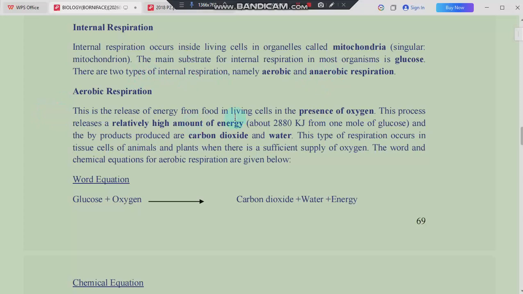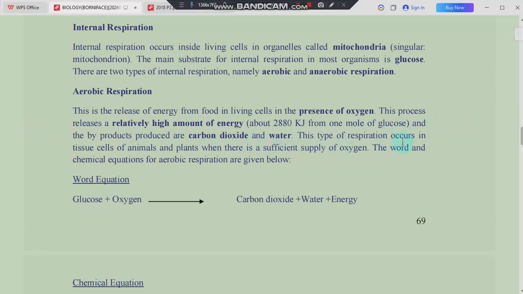This is simply the release of energy from food in living cells in the presence of oxygen. This process is going to release high amounts of energy, and the equivalent of that energy is 2,880 kilojoules of energy from 1 mole of glucose. And the byproducts are carbon dioxide and water.